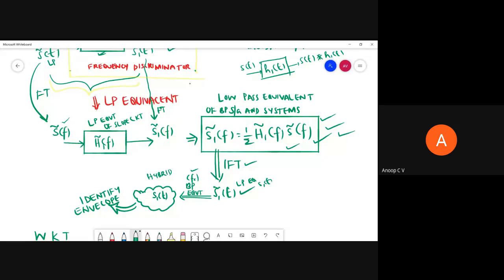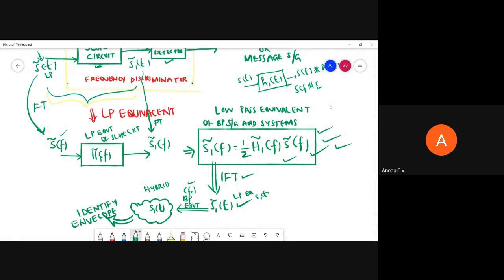And in frequency domain, what will happen is it will become S of f into h1 of f, right? But when you are using the low pass equivalent, there is an additional half. Just keep that in mind. I'm not going into details of that, but this result is what we are using.